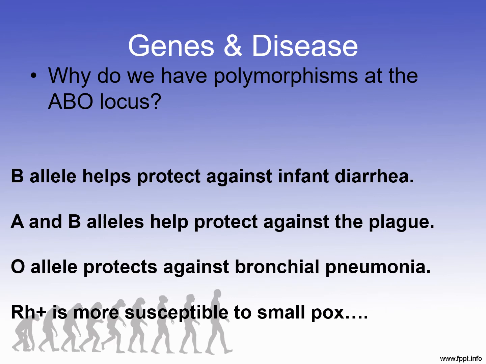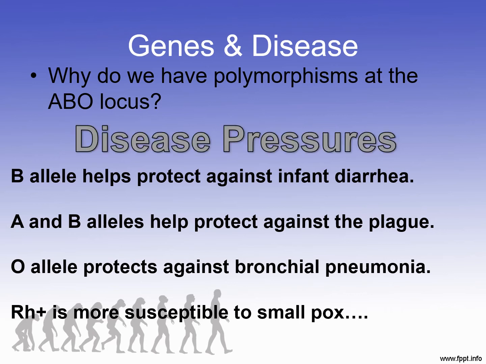If you have the O allele, it protects against bronchial pneumonia. If you have something called the Rh plus allele, it makes you more susceptible to smallpox. And this is part of the rhesus group, but we'll talk about that later. A lot of indigenous people of the New World, particularly Native Americans, have this Rh plus allele, which is why smallpox was particularly deadly to them. They were not exposed to the disease, and two, they didn't have any blood mechanisms that would help provide defense against the disease. So what we're looking at are disease pressures, right?